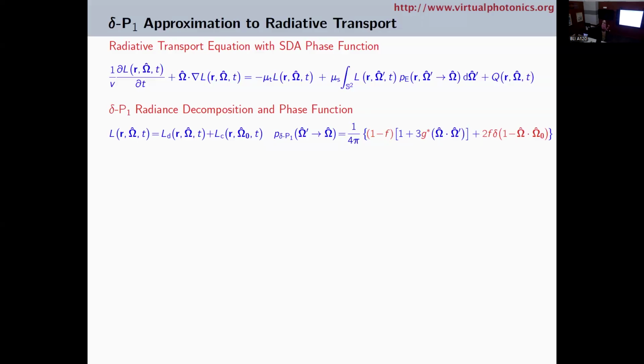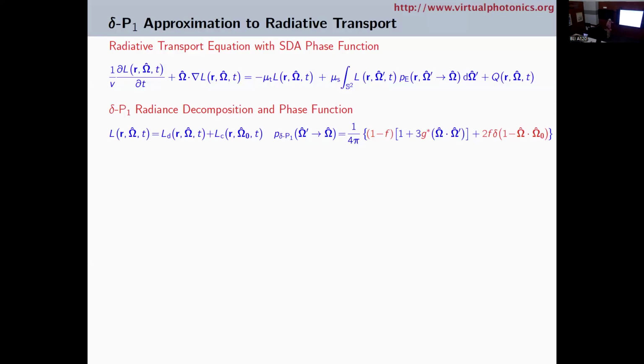So we thought, well, why don't we subdivide this entire radiant field into a diffuse component, a scattered component, and add explicitly in a collimated component, which only resides along the direction in which the light is injected. Okay? And so we denote the initial direction in which the light is injected as omega naught. And in the same way, we do that for the phase function. So I now call this, instead of the Eddington phase function, the delta P1 phase function.